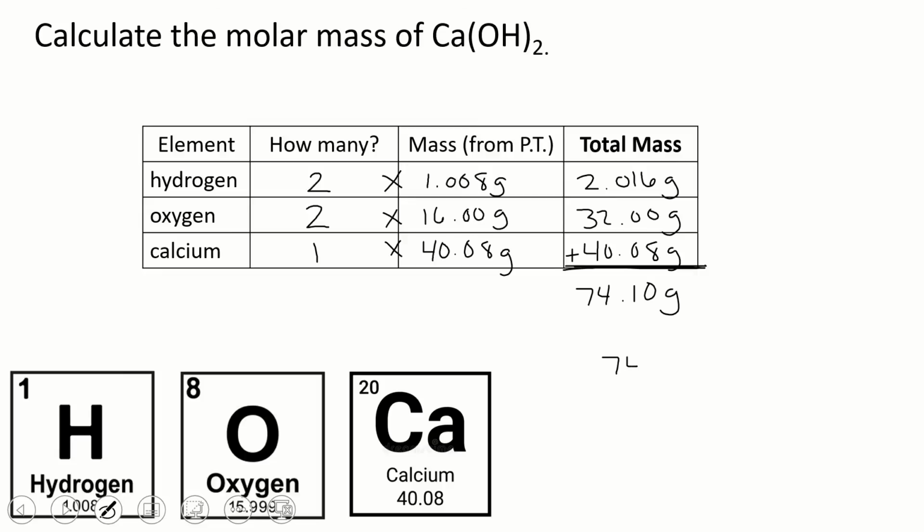So to write this in a useful way, especially for stoichiometry problems, we would write it like this: 74.10 grams of calcium hydroxide per 1 mole of calcium hydroxide.